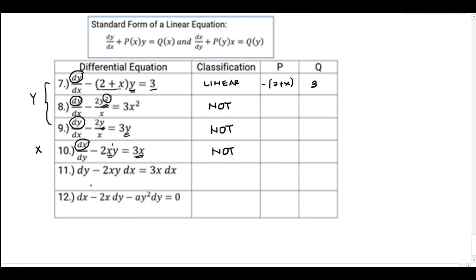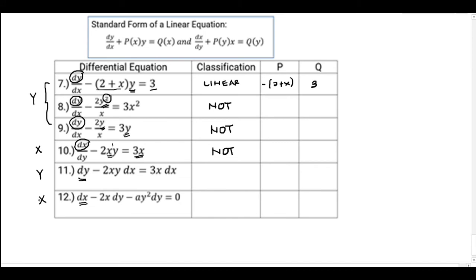For number 11, our equation is not in the standard form. Nevertheless, if we have only 3 terms, it is easy for us to identify whether it can be a linear equation in terms of y or in terms of x. How? If you have one dy term, then that is in variable y. Unlike in number 12, you have only one dx term. So this number 12 is a linear equation in terms of x.